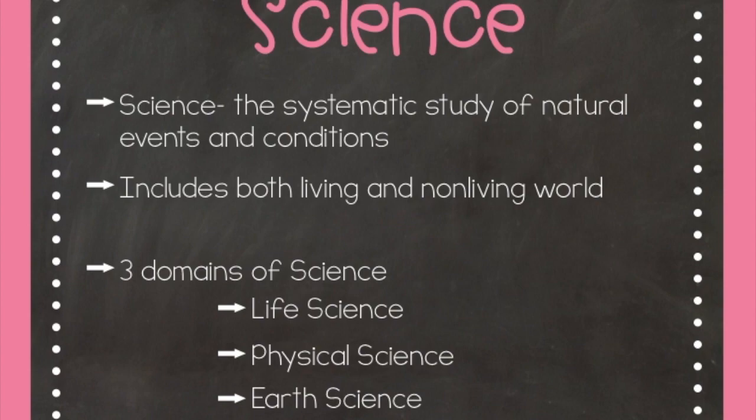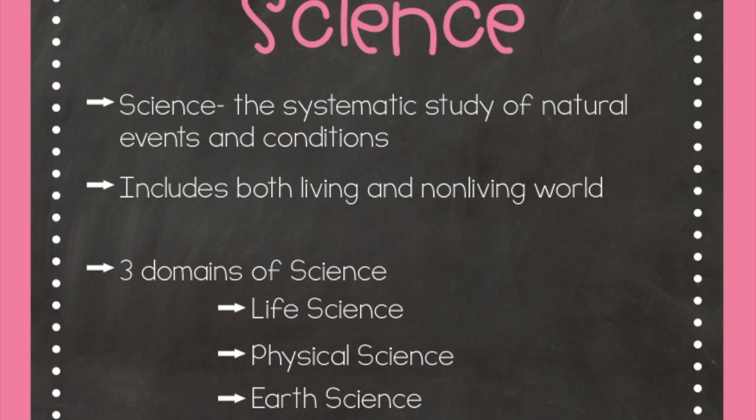So hopefully you're thinking right now what our hand up, stand up, pair up movement is that goes along with our vocabulary term science. But basically it studies the natural events and conditions that take place in our world. It includes both living and non-living things, which is great. Obviously, the living goes into life science, which we've already discussed in our reading. There are 3 domains of science. You should go, knew that, because we read about that the other day in our textbook. The 3 domains of science are life science, physical science, and earth science.